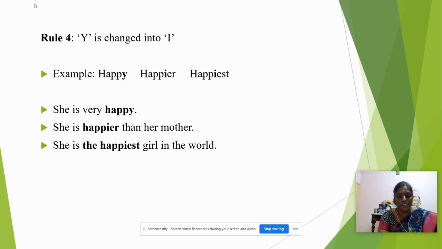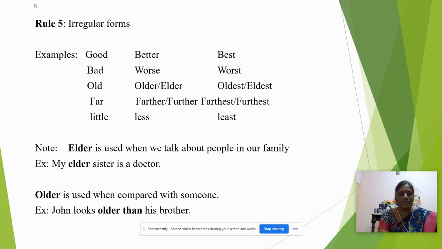Happy, happier, happiest. Pretty, prettier, prettiest. Heavy, heavier, heaviest. So all the words with the last letter Y should have the Y changed into I, and then add ER for comparative and EST for superlative. Happier, heavier, heaviest. That is rule 4. The last rule is irregular forms. Irregular means there is no regular comparison.